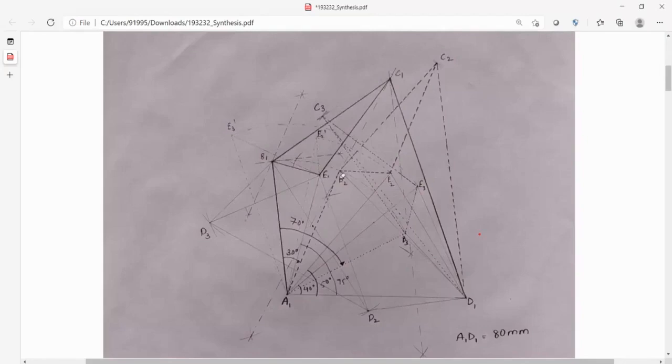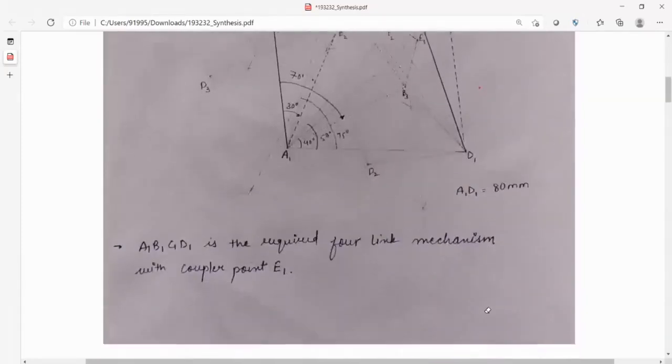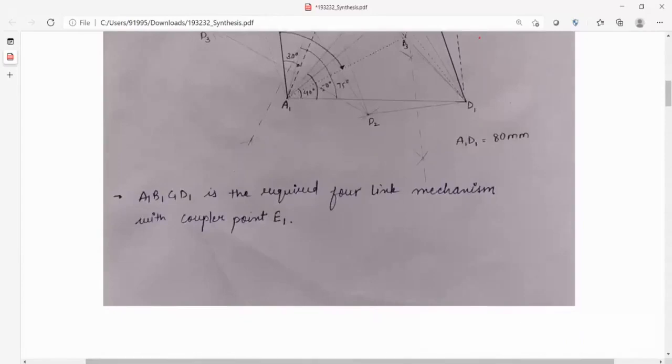Similarly, we can draw this mechanism at the other positions which are required at 30 degree and 70 degree as A1, B2, C2, D1 and A1, B3, C3, D1. For this, we have to construct triangle B2, E2, C2 congruent to B1, E1 and C1, and similarly B3, E3 and C3 congruent to B1, E1, C1. Thus, this is the required solution for the first question.